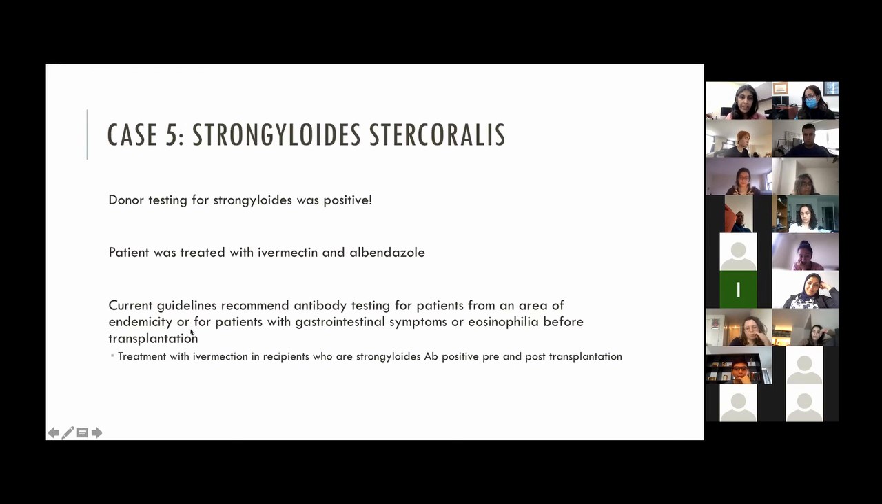So, like I said, current guidelines recommend antibody testing for patients from an endemic area. And strongyloides, for those of you who haven't seen it, when it presents with hyperinfection or disseminated disease, can often present with pneumonitis. Because it goes through the gut and translocates into the bloodstream, you'll often have bacteremia associated with it, and oftentimes gram-negative meningitis as well. So it can be very severe, but we often say that if you're seeing a post-transplant patient with eosinophilia, for example, or GI symptoms, you may want to think about this particular bug.